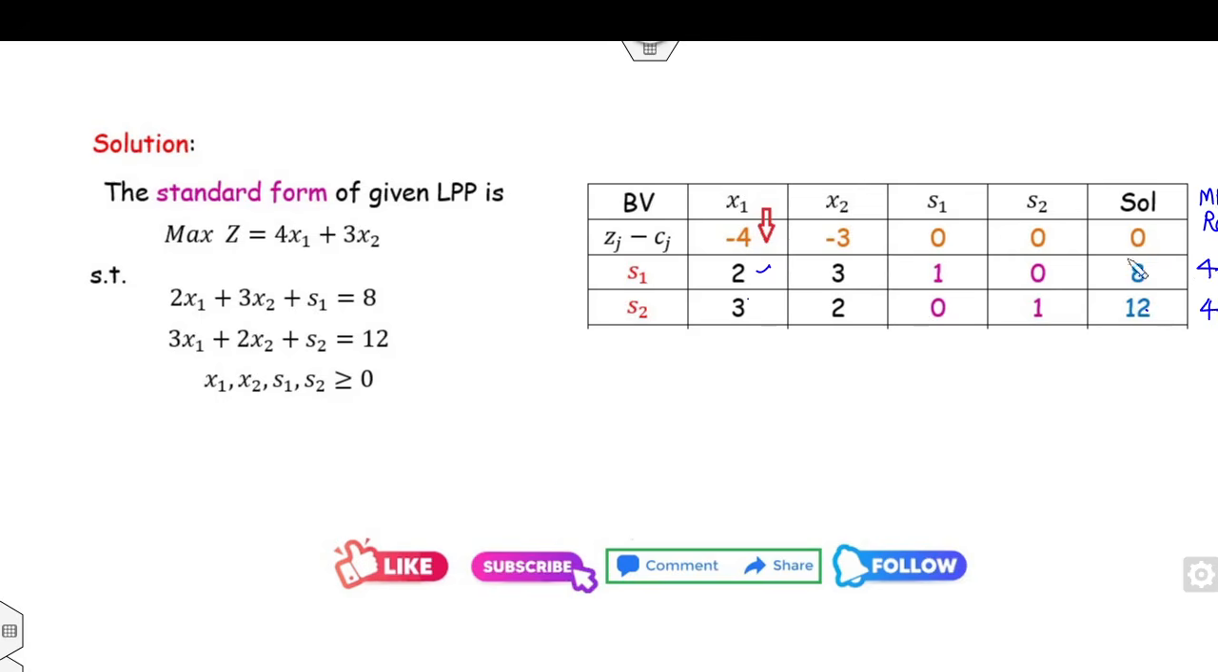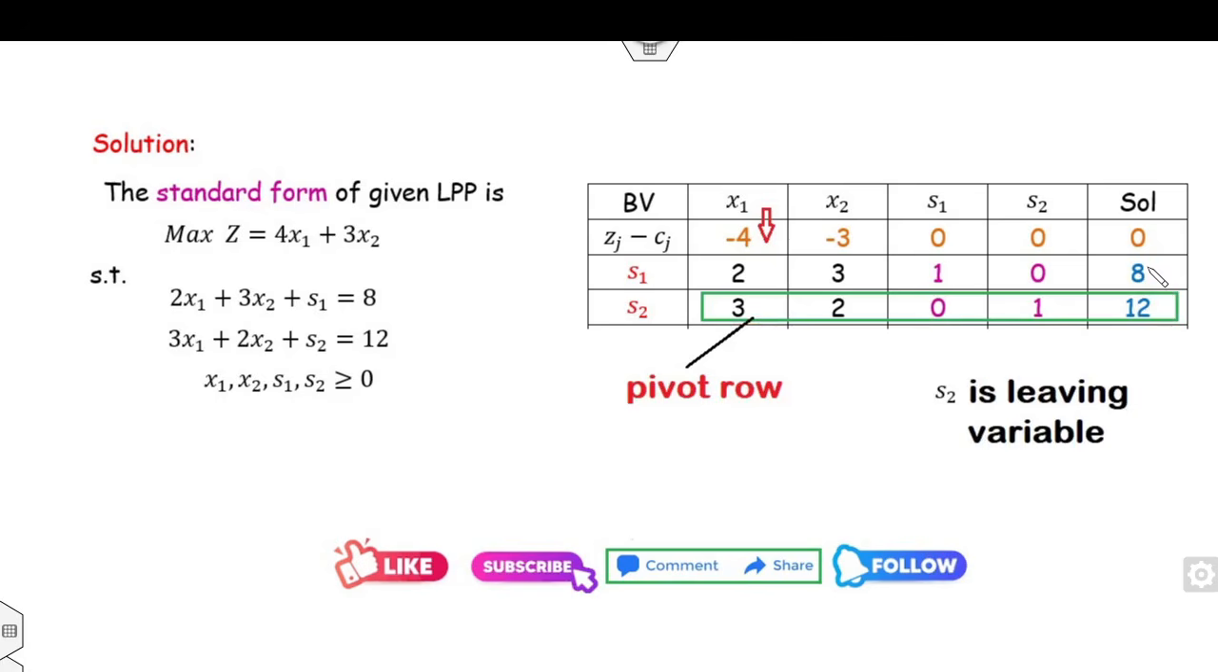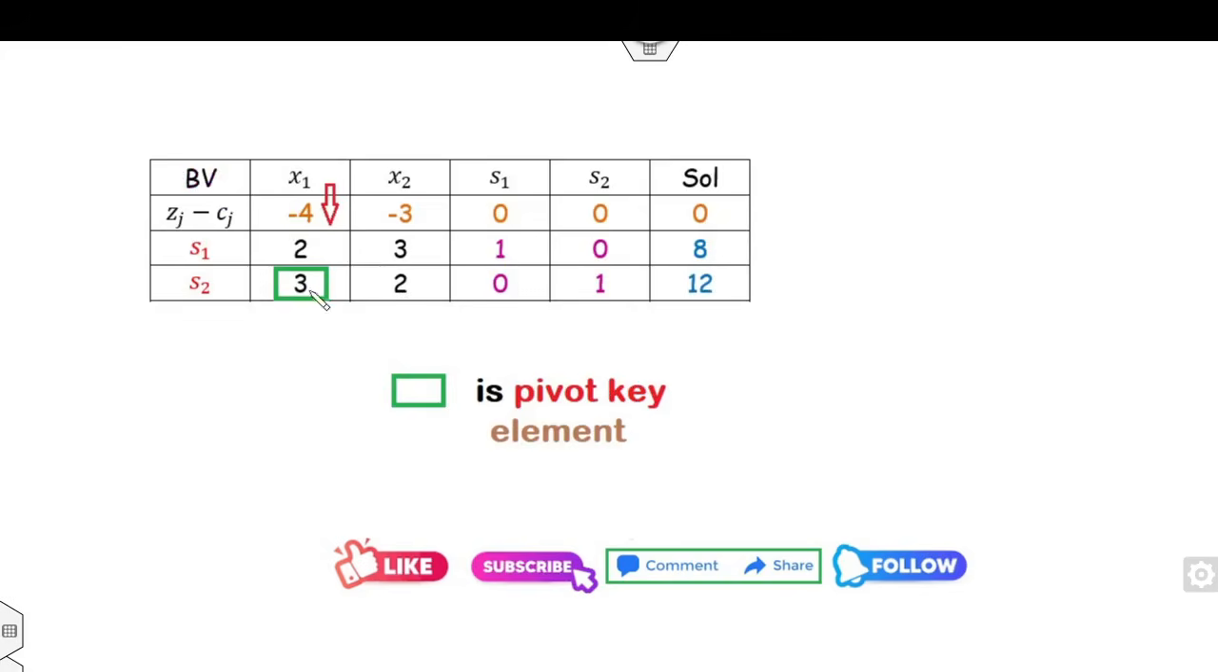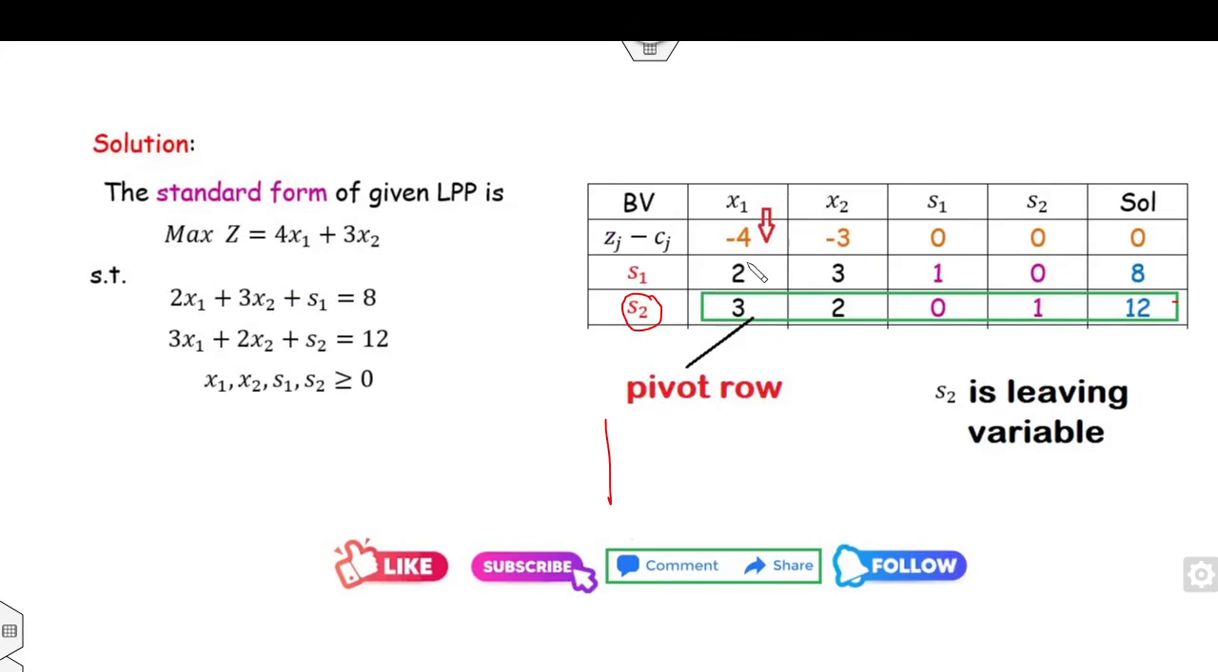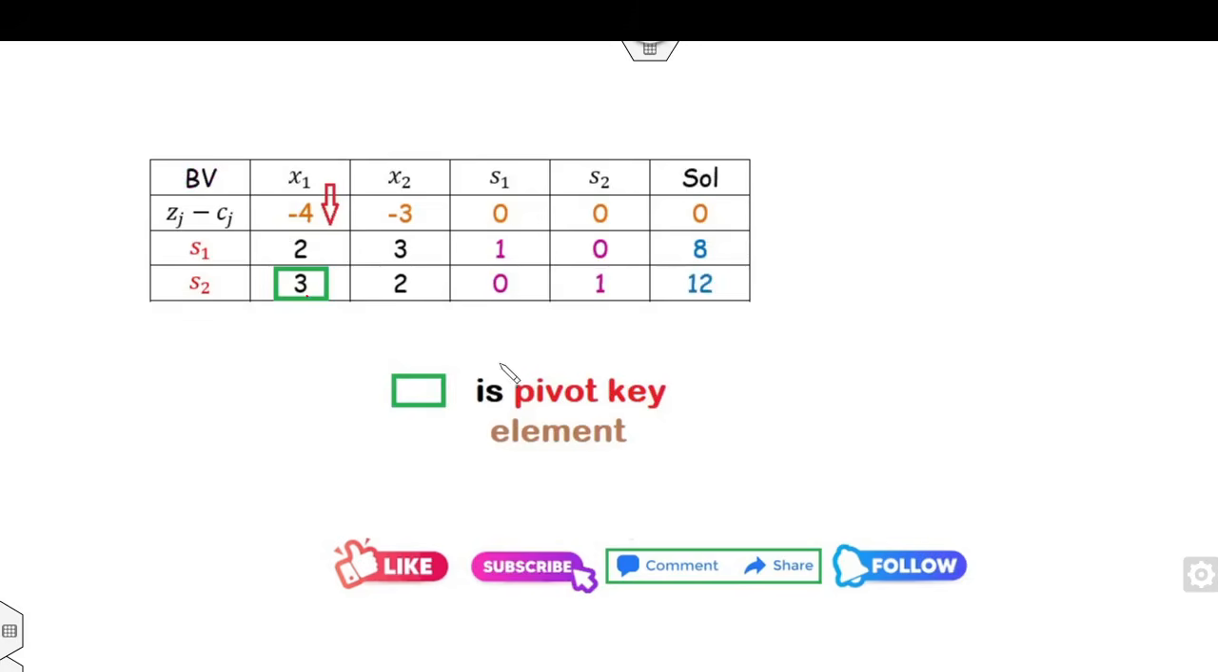So now look at the minimum value. In this case both are the same, so you can choose any of the values as the leaving variable. So I can choose this number. So that means this row is called the pivot row, and this corresponding variable is called the leaving variable. This is my pivot column and this is my common element, and this element is called the pivot key element.